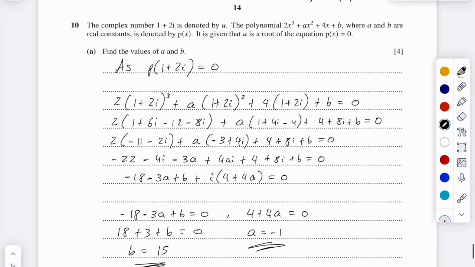Brilliant. So, remember, we've got 1 plus 2i denoted by u. Okay, and this is a polynomial. It's given that u is a root of this equation. Right? So, we know that p of 1 plus 2i is going to equal 0. Okay?